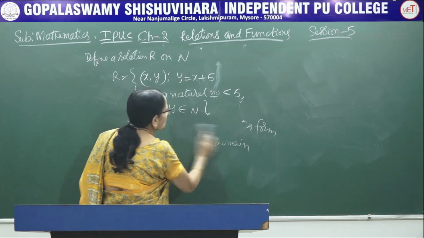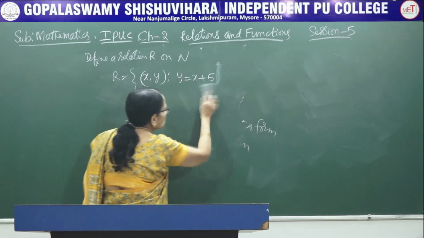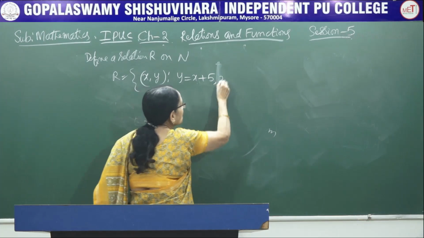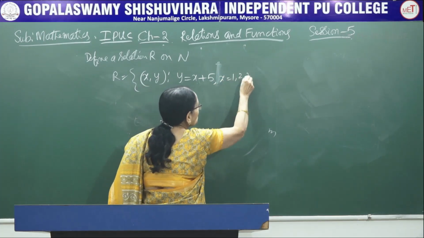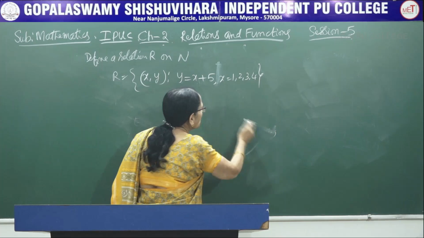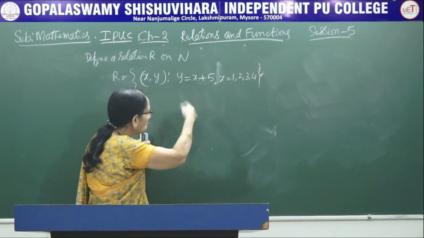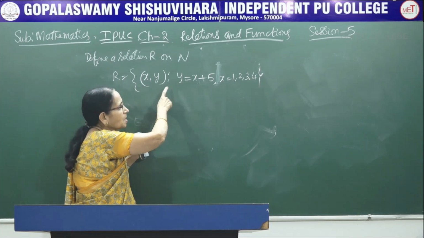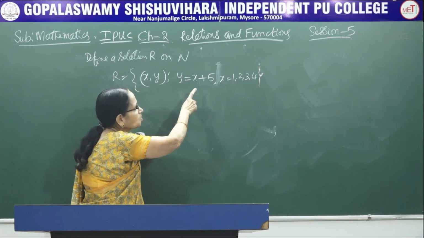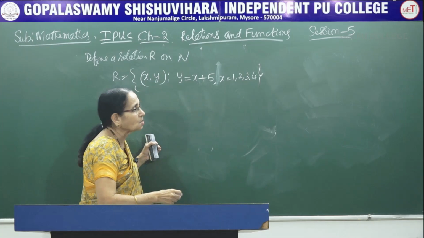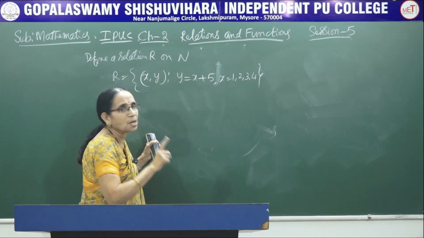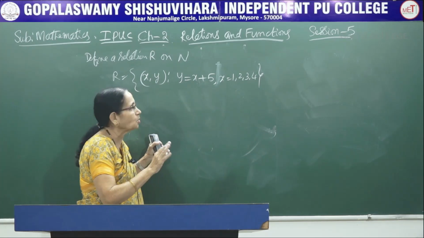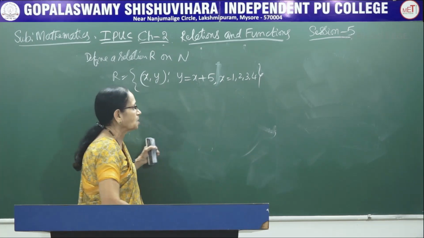So, how do you write this one? We have to express that in the roster form. For your convenience, you can write like this also. X is equal to 1, 2, 3, 4. The problem would be given like this. Below that you write R contains all those ordered pairs (x, y) such that y is equal to x plus 5, where x takes the value 1, 2, 3, 4. Strictly less than 5 means these are the 4 values you can assign to x here.